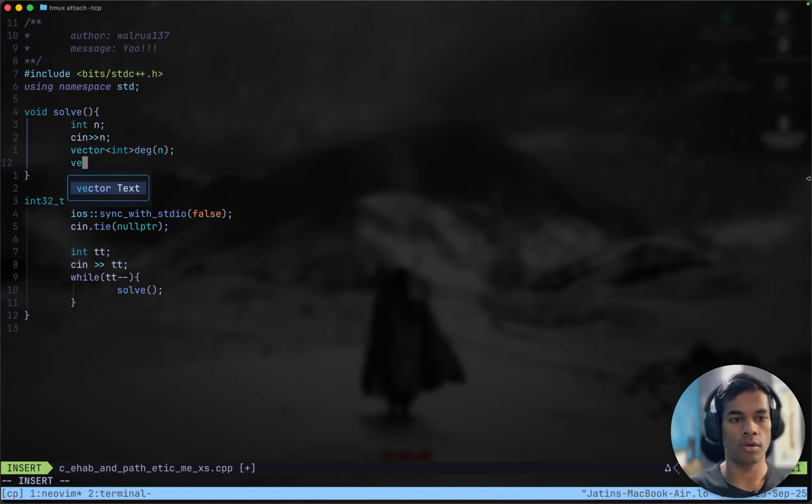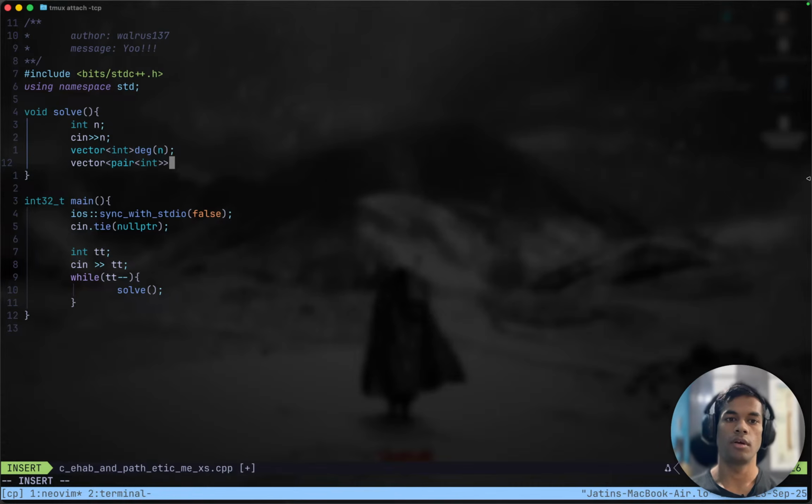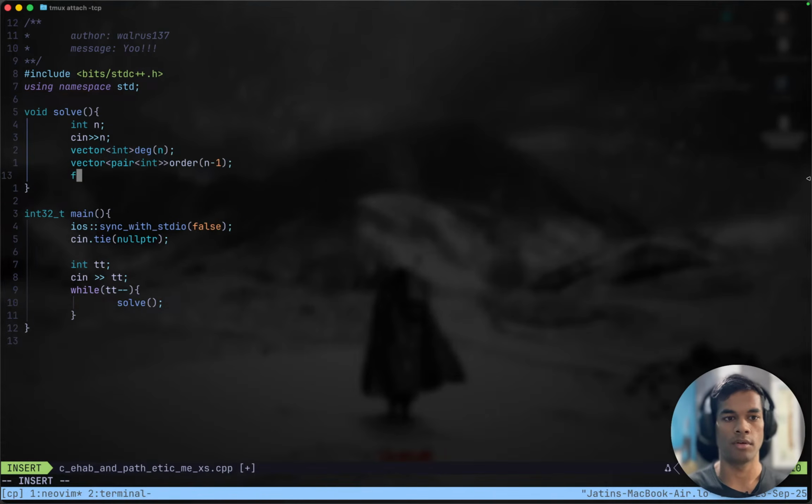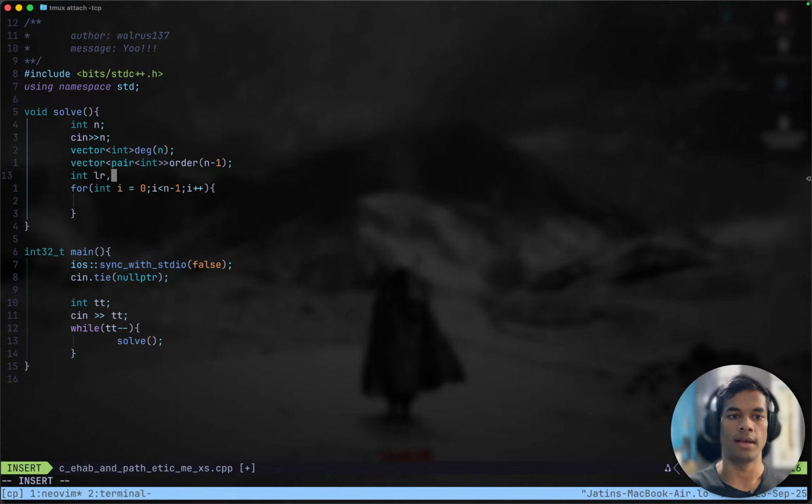We will use a vector of pairs to just know the order in which we saw these numbers appearing. We will call it order, and we will have n minus 1 edges: for int i equals 0, i less than n minus 1, i plus plus, int l and r, as in the left node and the right node for the current edge.